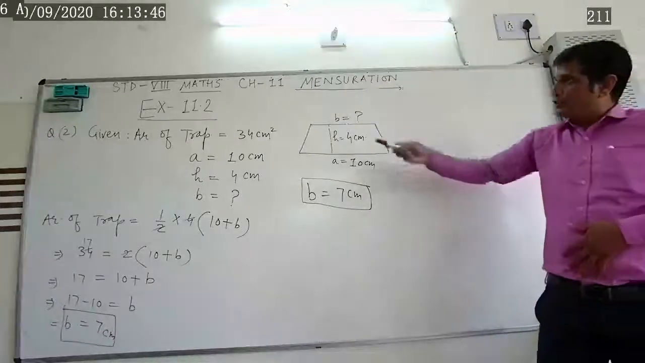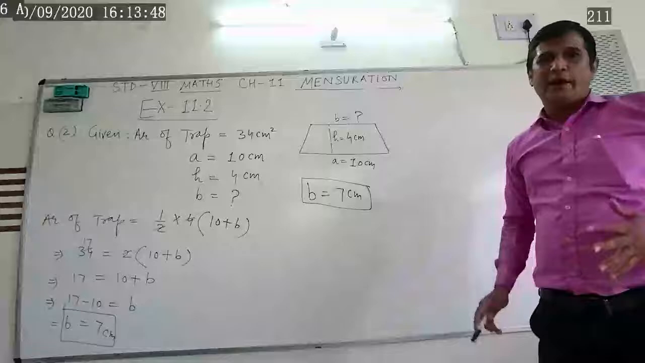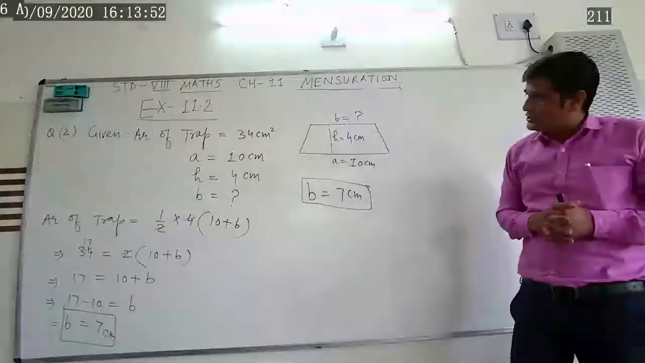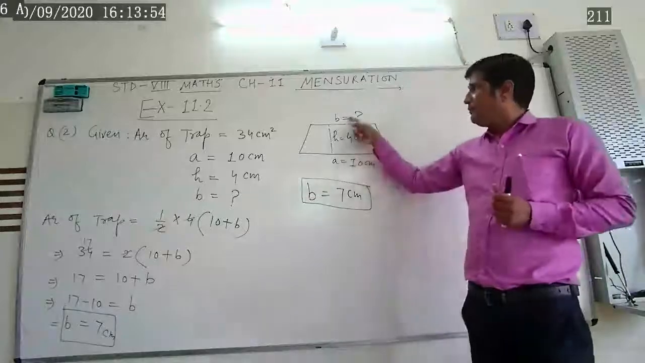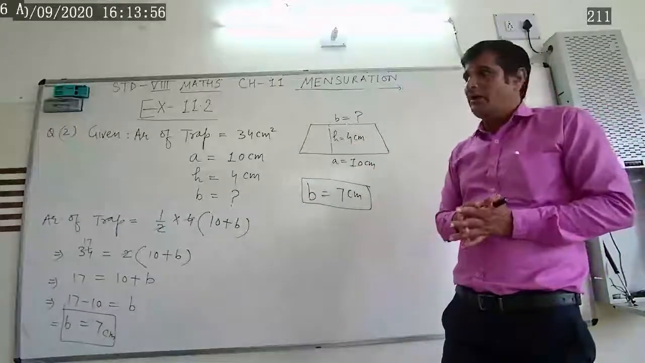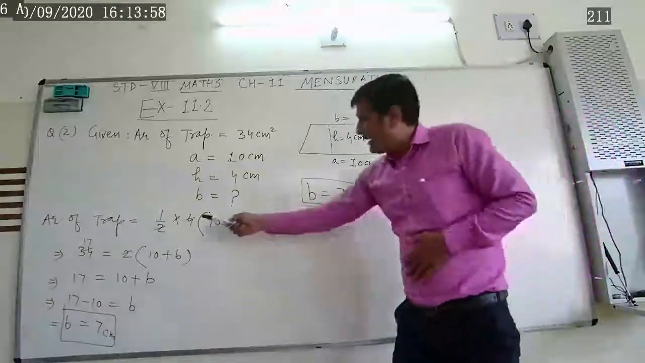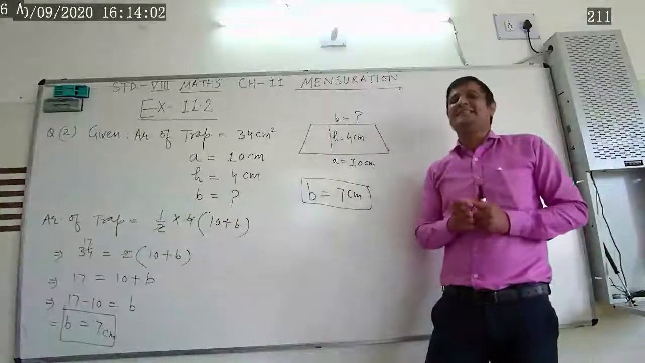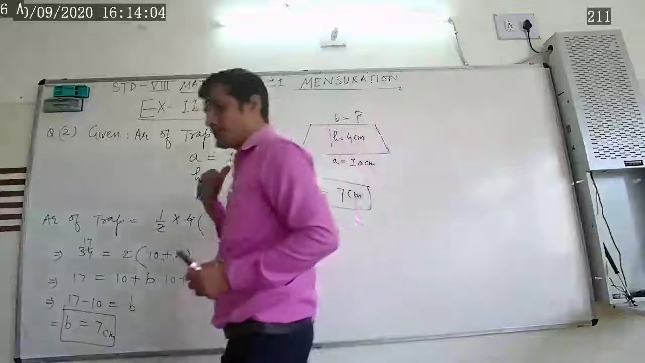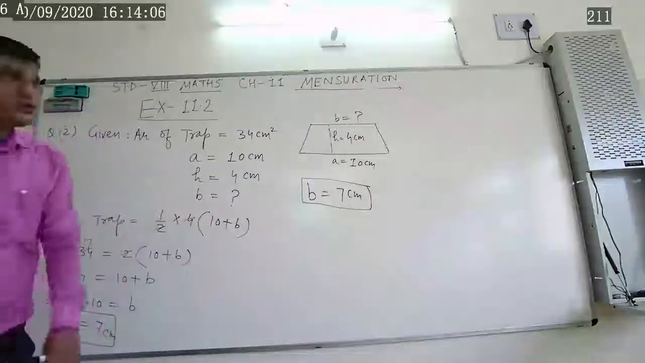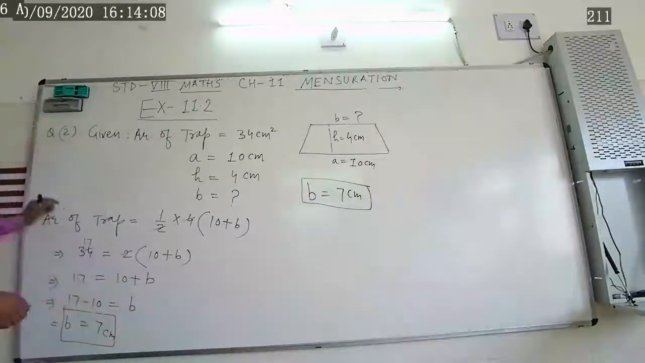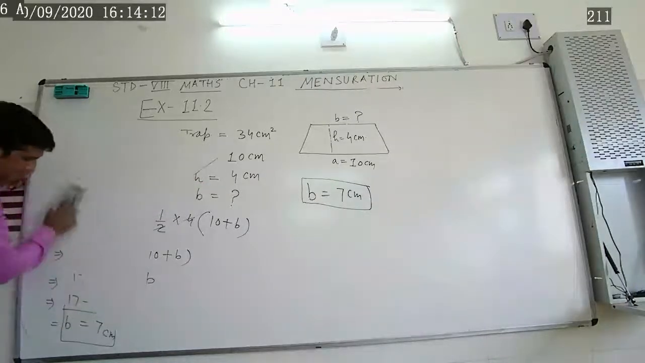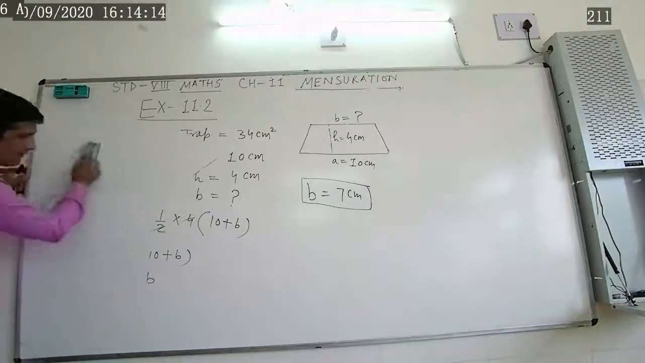Understood everybody? So these are diagrammatical parts, which are very important. You can analyze the figure, whatever the dimensions given, A, B value, H value, area, whatever the missing value, using this formula, you can solve easily. Understood? Next, question number 3 is the most important question I have ever seen in this exercise. Question number 3, important one.